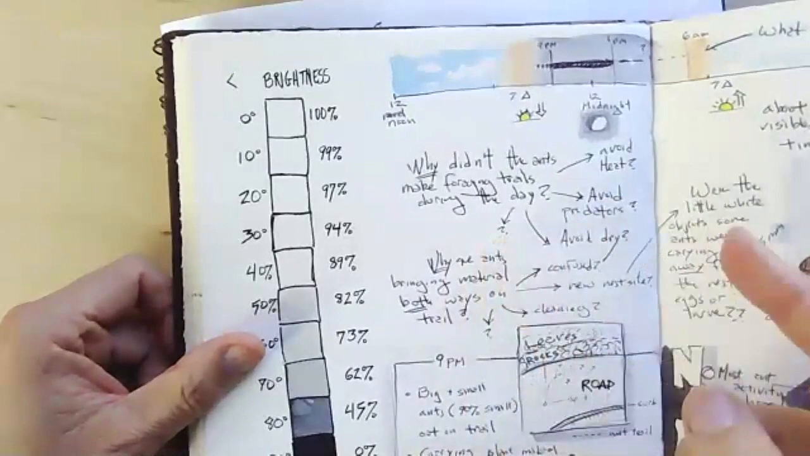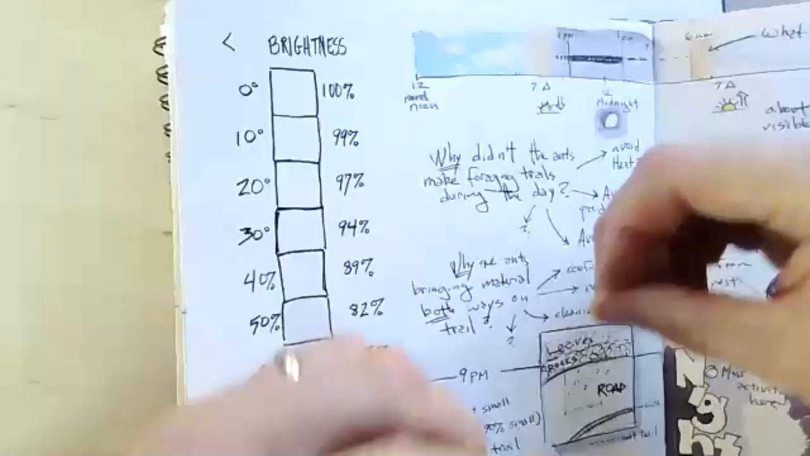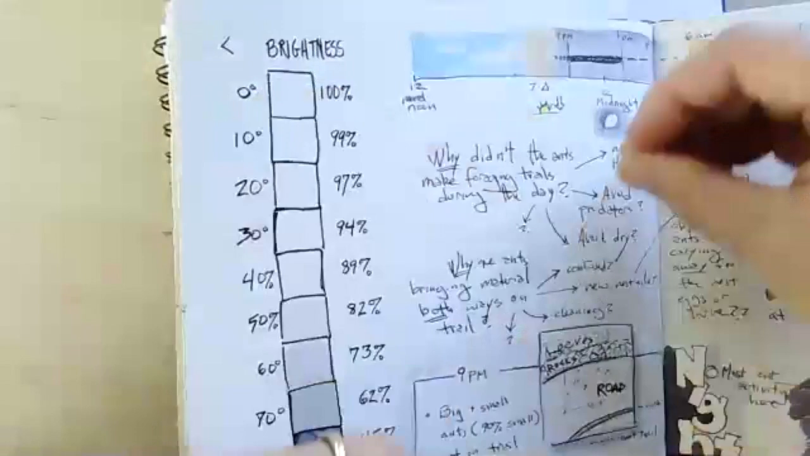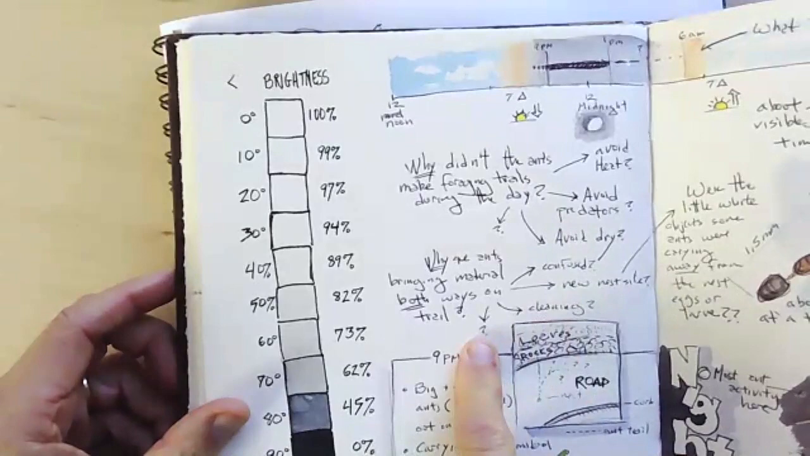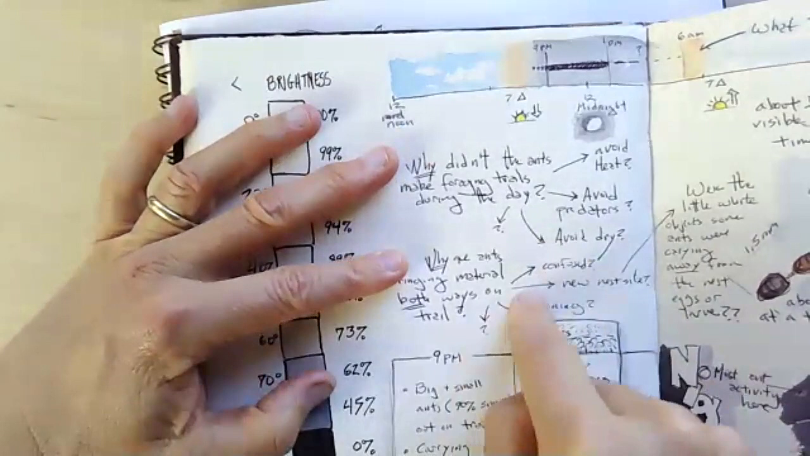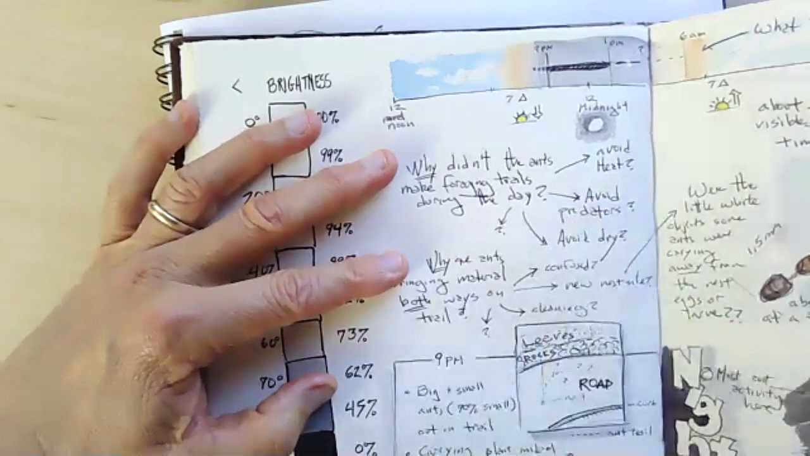On their trails, they were bringing material in both directions. Why were they carrying stuff in both directions? You'd expect them only to be carrying material towards the nest, right? Were they confused? Were they making a new nest site? Were they cleaning their nest site? Or is it something else? So you see, in both of these why questions, my next response is alternate hypotheses. The official name for these different possibilities is alternate hypotheses.